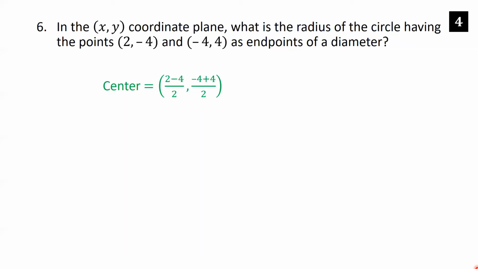And we could get that by simply averaging the coordinates. If we average 2 and -4, or take 2 minus 4 and then divide that by 2, we'll get the x coordinate of the center.